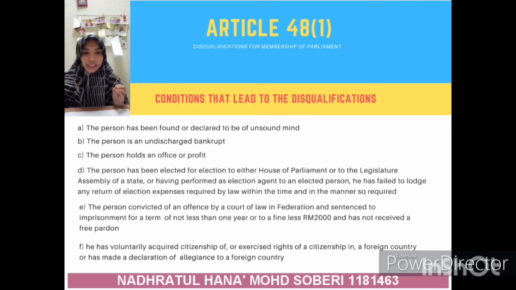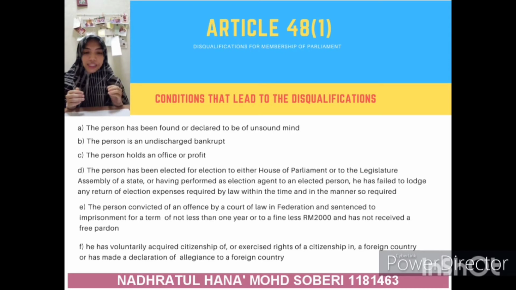So from this sentence, it explains that anyone who is a member of parliament and joined the elections, either by the House of Parliament or by the legislature, or who is an agent of anyone elected in the election, but failed to bring the expenses that he used in the election, cannot be a member of parliament again.